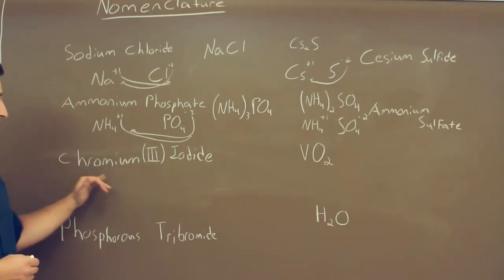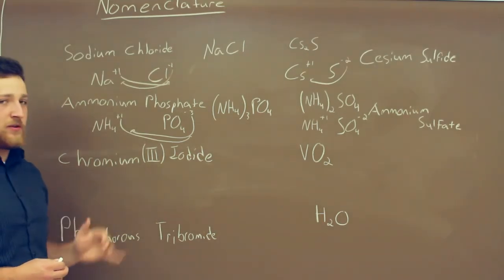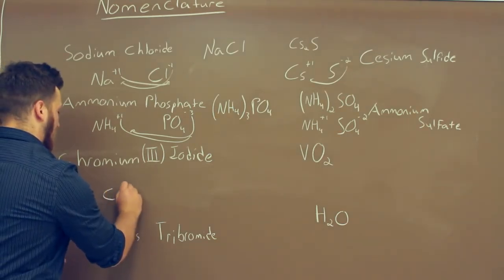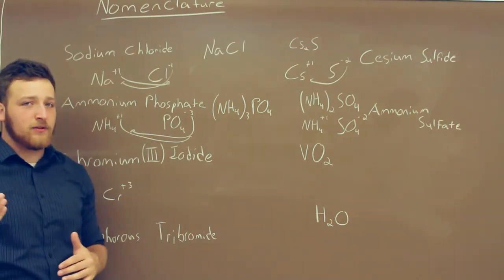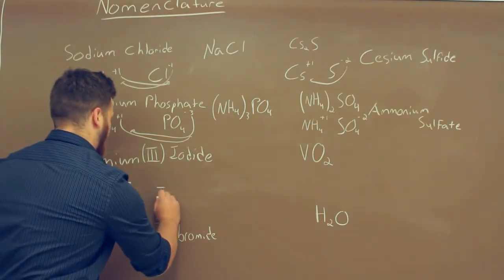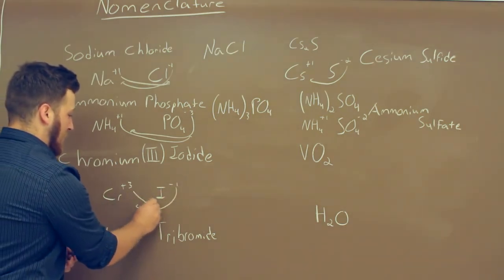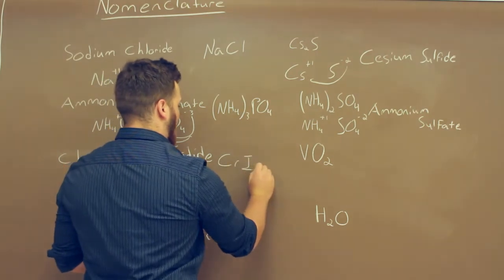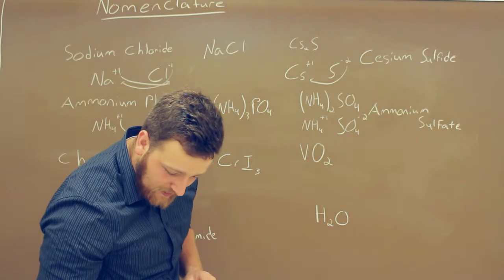In our next example, we have chromium(III) iodide. When working with transition metals, you want to look at the Roman numeral after the element to determine the charge. So we know that it's Cr +3, because we have 3 here. And we know iodine is in group 7A, so it's a -1. Again, we'll just cross multiply, and that will give us CrI3.